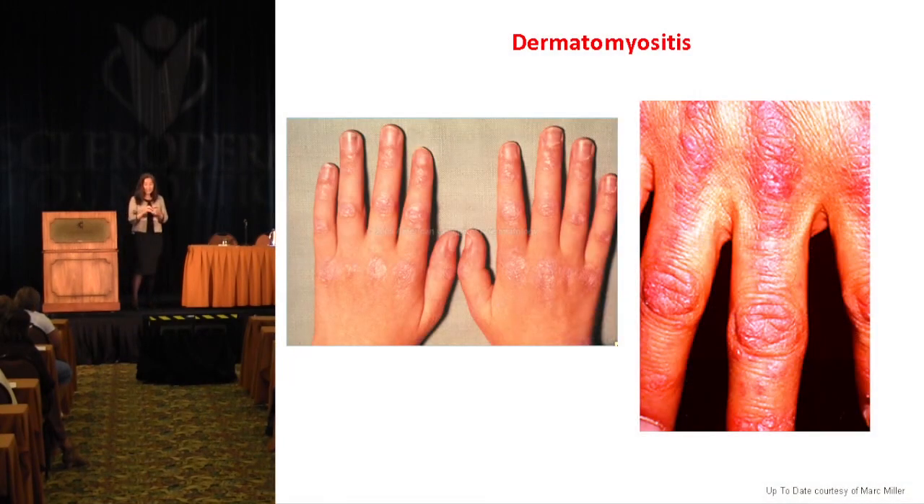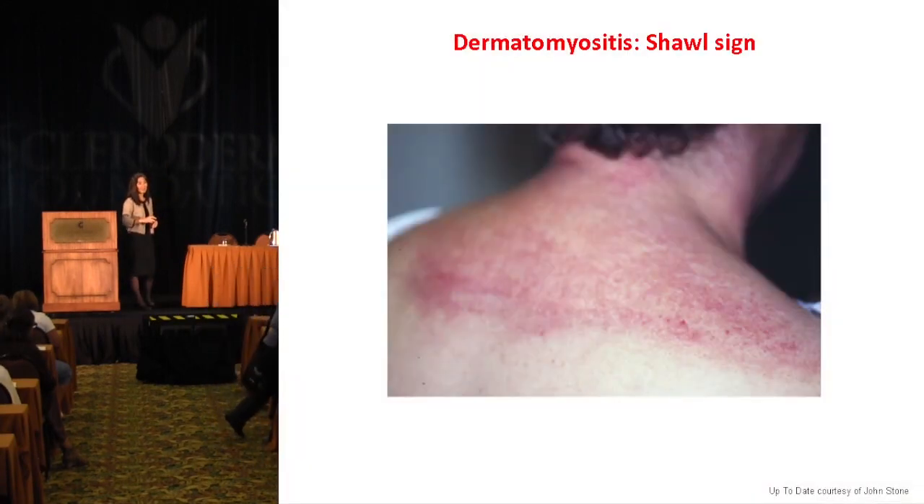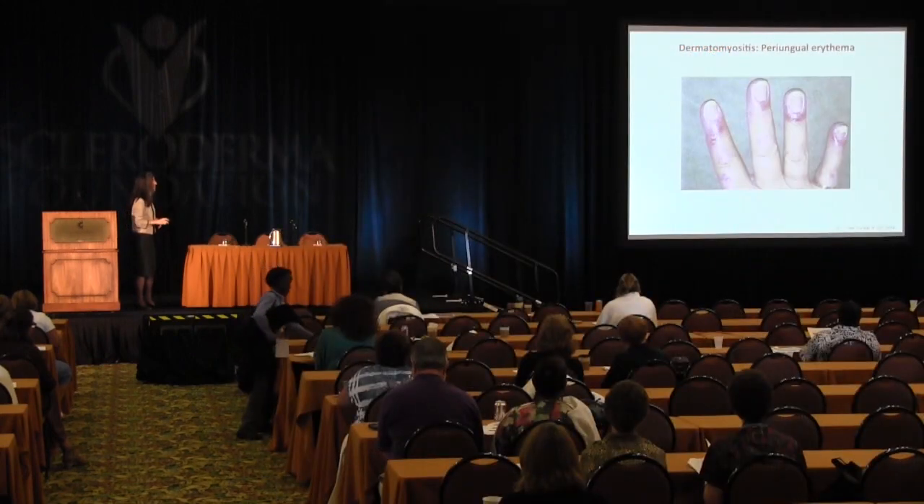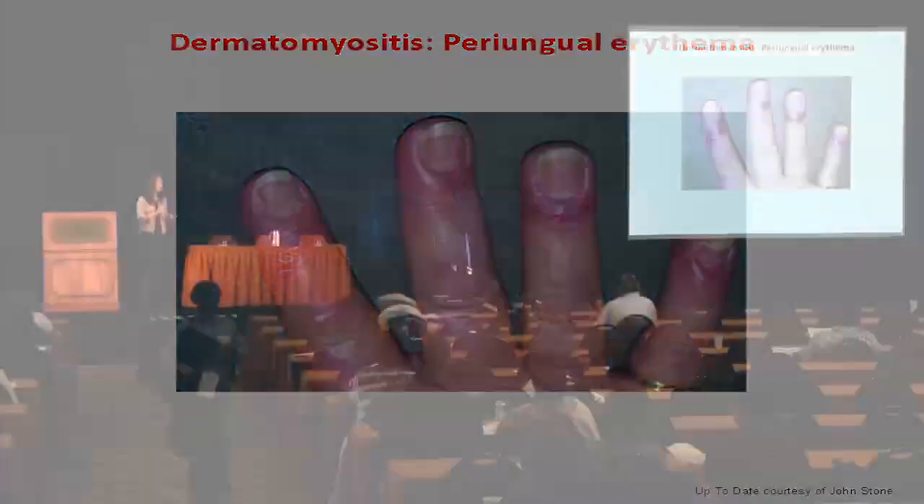There's a certain sign called Gottron's papules. These refer to these erythematous little lesions that don't show up very well. Here you can see they basically tend to occur over the joints. So there's a very characteristic looking pattern of the rash that we can see in dermatomyositis. There's also something called the shawl sign, for obvious reasons. And periungual erythema, this is something that can also be seen in scleroderma.